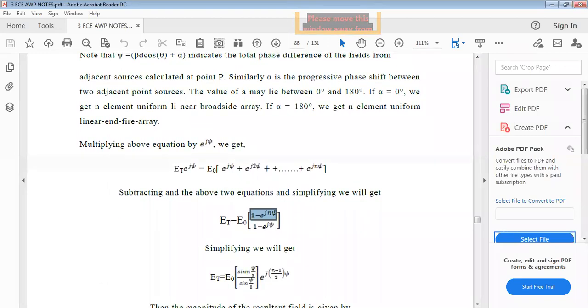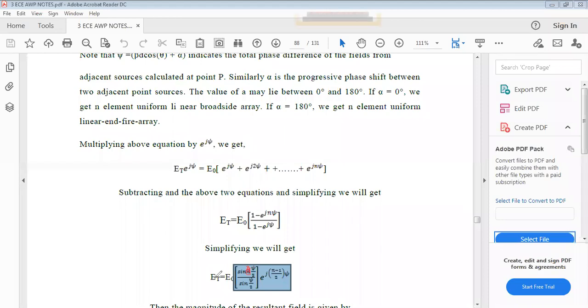When simplified, we get the expression Et equal to E naught into sin n psi by 2. See here, observe this point. Here this n is included, but this n is not included here. Not have to include it here, just mention it beside that psi. The final expression contains Et equal to E naught into sin n psi by 2 by sin psi by 2. Okay, that is the expression.